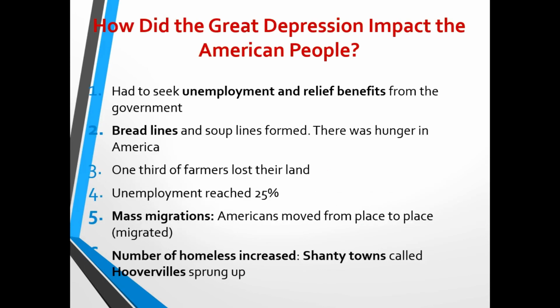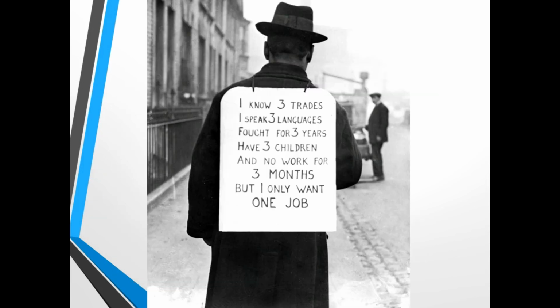Now, how did the Great Depression impact the American people? People had to seek unemployment and relief benefits, bread lines and soap lines. Unemployment reached 25%. Mass migrations, people start moving away from America. The number of homeless increased, of course, shanty towns start building, and they were known as Hoover Villes. So this is important, that these types of situations can happen in this time as well.